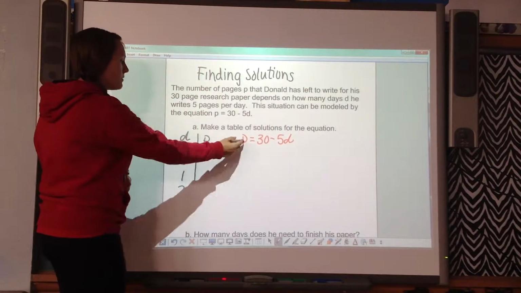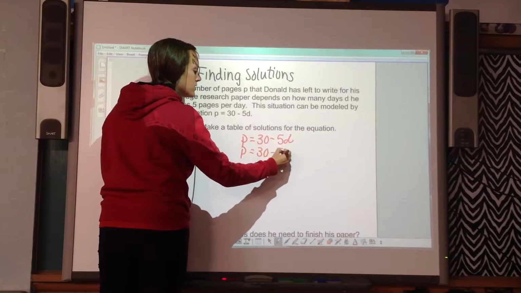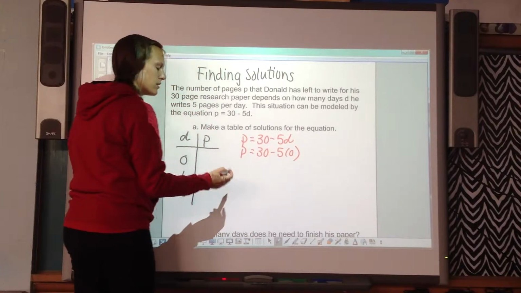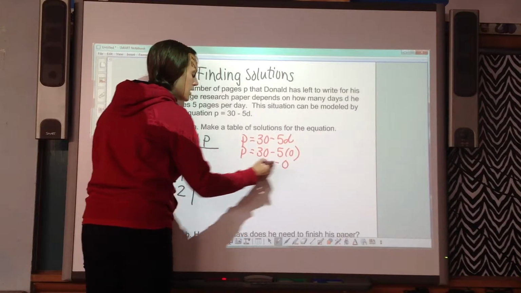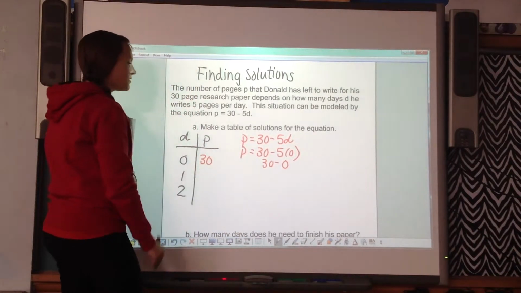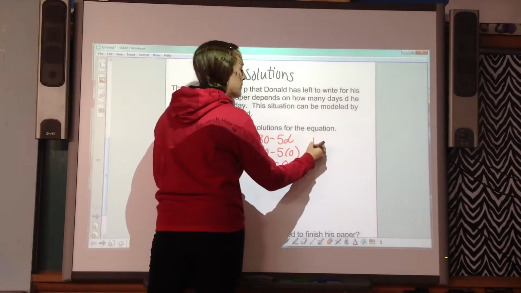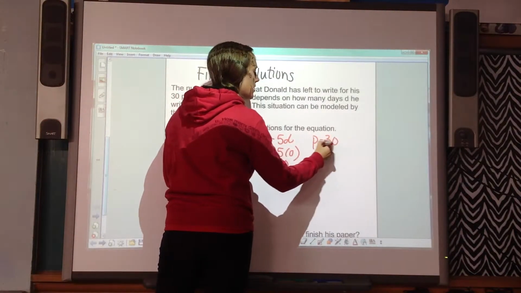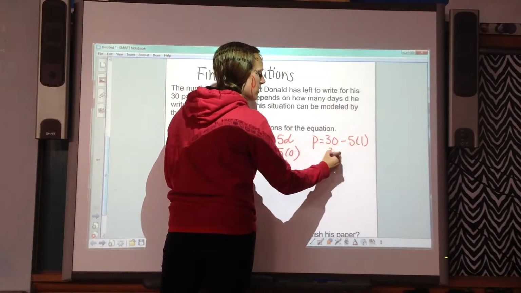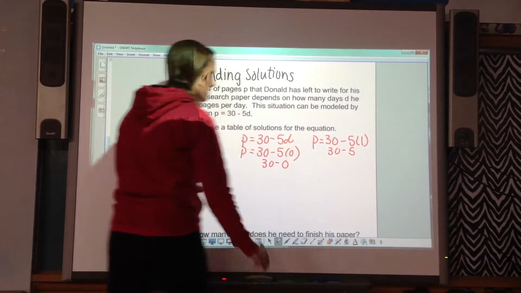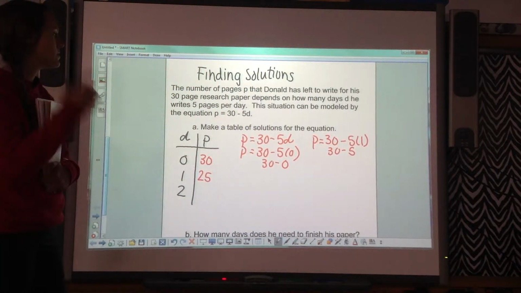So to find P, I'm going to input 0 for D. After 0 days, how many pages does he have written? This should be obvious. 5 times 0 is 0, 30 minus 0. He has not written any pages. He has 30 pages left. Okay, how many pages does he have written after 1 day? So 5 times 1 is 5. 30 minus 5 is 25. He has 25 pages left to write after the first day.